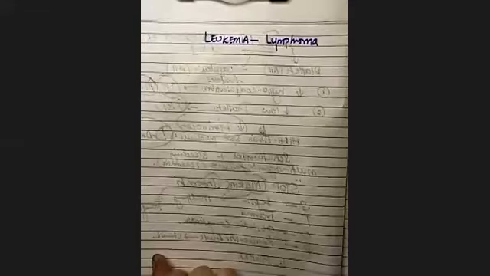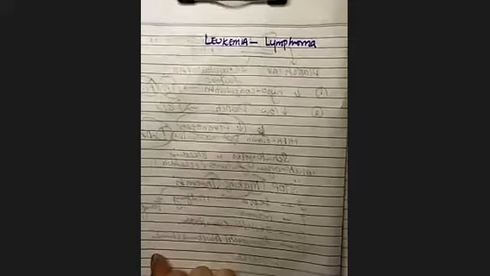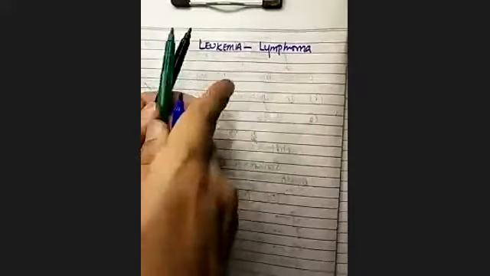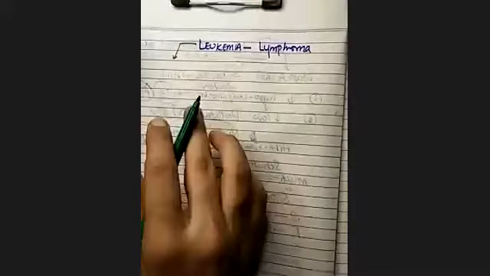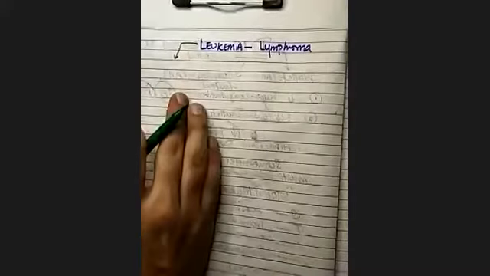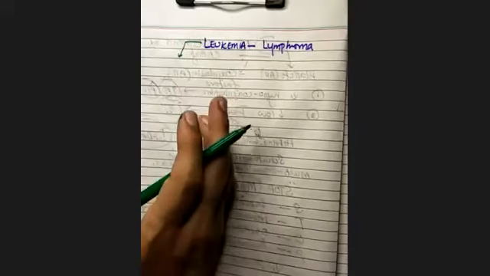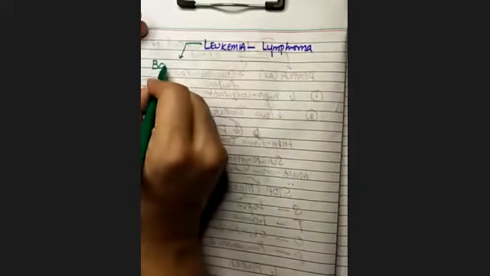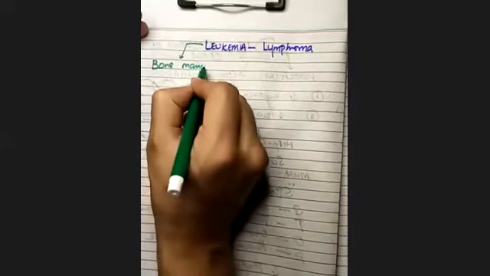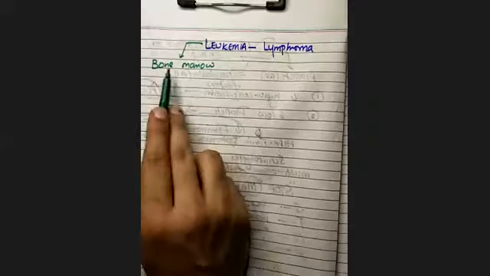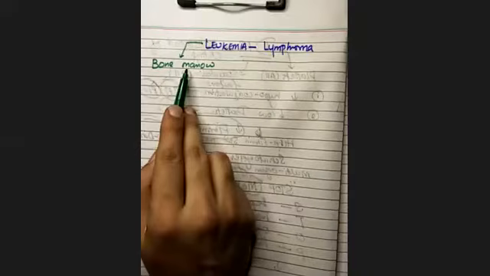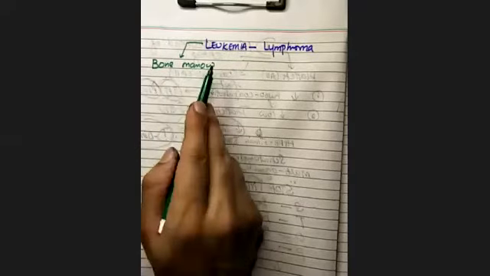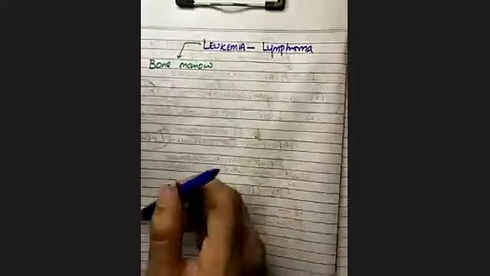Okay, guys, so what is the difference between leukemia and lymphoma? Okay, so leukemia is basically a neoplasm in which bone marrow is involved. So whenever you are asked about leukemia, bone marrow should be coming into your mind.